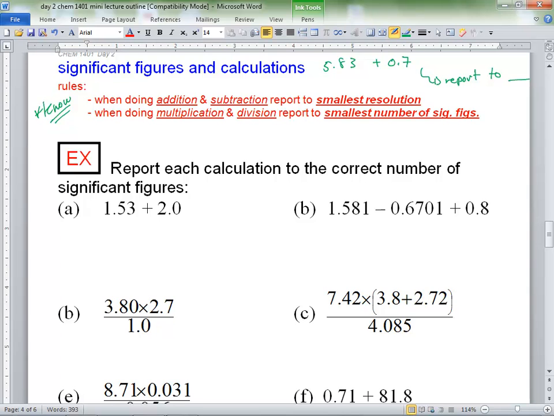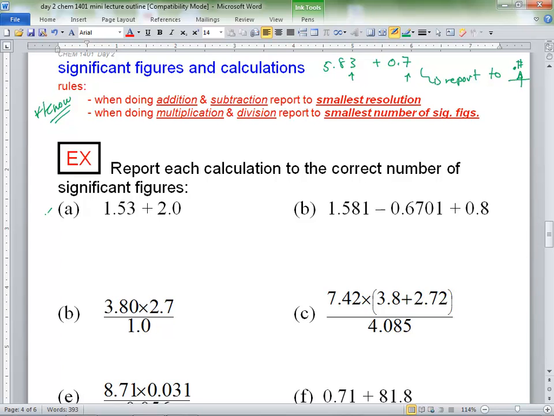Now, resolution is just how far do things go? Like this guy, he measured it to the tenths place. This person measured it to the hundredths place, right? So the worst resolution is to the tenths place, so you have to report your answer to the worst resolution. Okay, so you do everything on your calculator, but you report your answer only to the tenths place. Okay, that's what that one means.